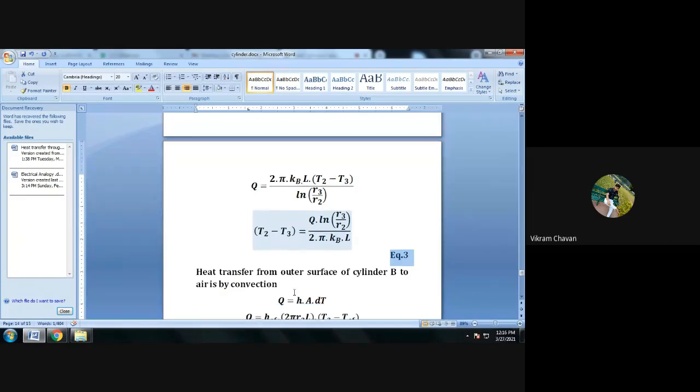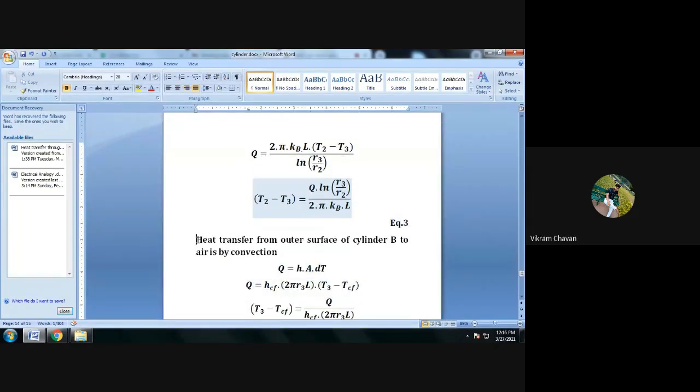Now the heat transfer from the outer surface of cylinder B to air is by convection. The heat transferred from the outer surface to the air is by convection mode, because heat is transferring from the surface to the fluid, so we have to consider that heat transfer as convection.